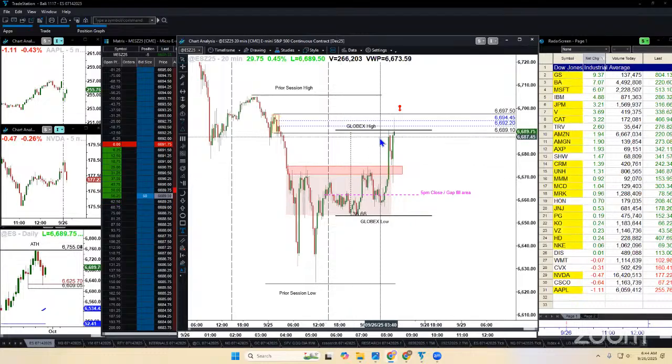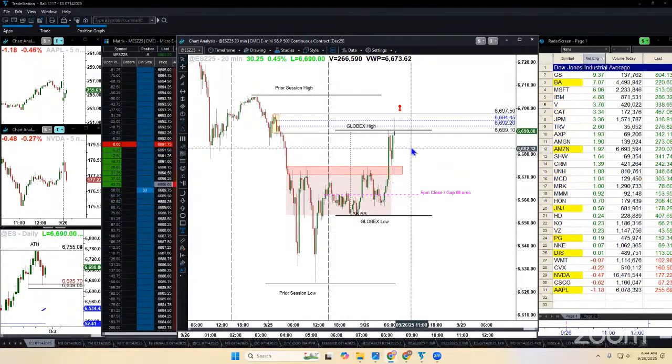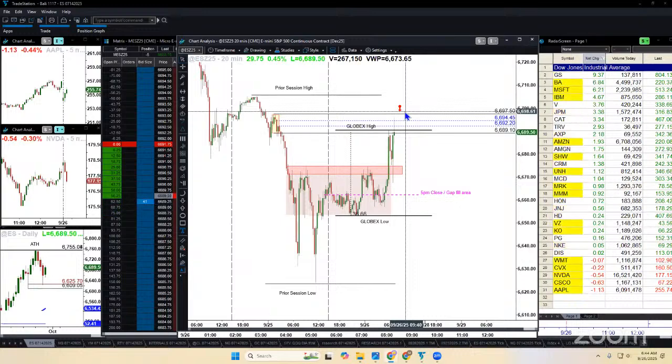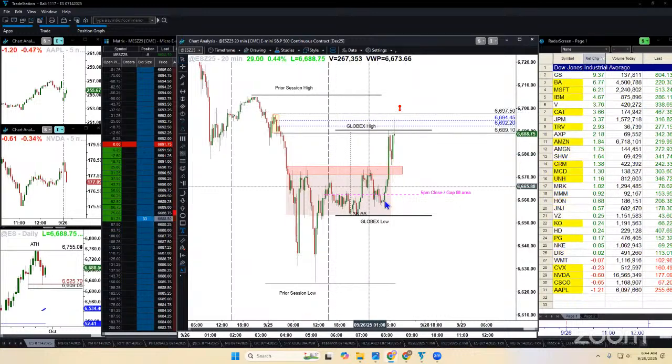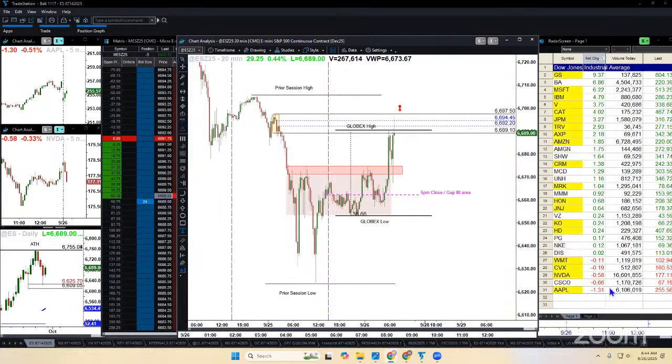Again, inside day, we are expecting the gap fill. But we have to have a way to enter, apply a trade, manage risk. It's not just as simple as sell short because we're looking for the gap fill. No, you've got to time it. And we're watching the stocks right over here on the Dow.